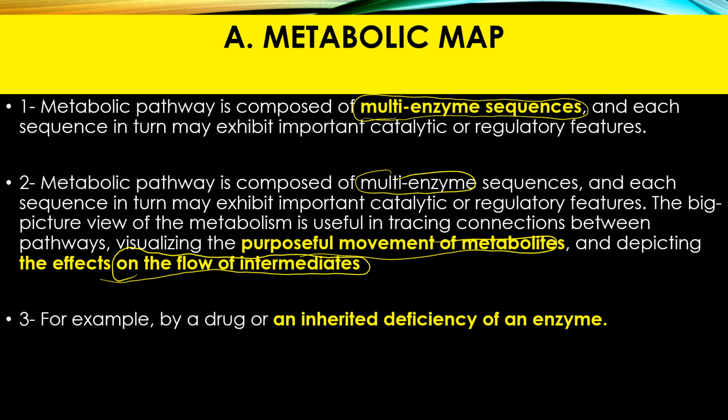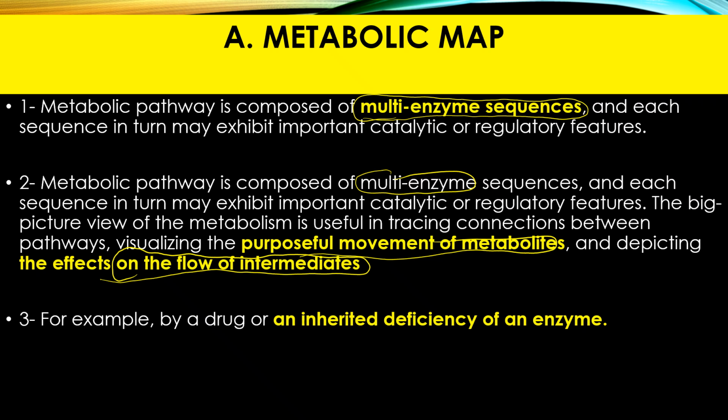We have discussed that there are two types of reactions, catabolic and anabolic. A metabolic pathway is a series of reactions in which multi-enzyme systems are involved, and the products formed during these reactions are known as intermediaries or metabolites. Each metabolite can have a catalytic or regulatory effect on the reactions, which we will see in the next slides.